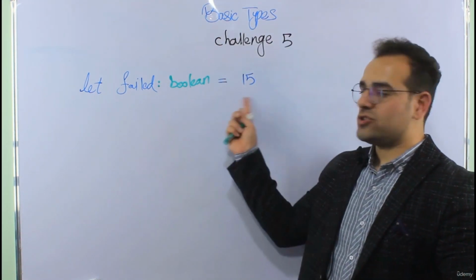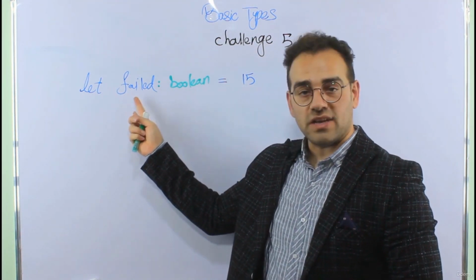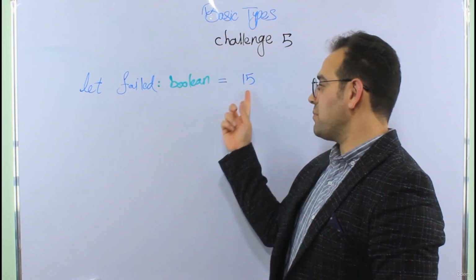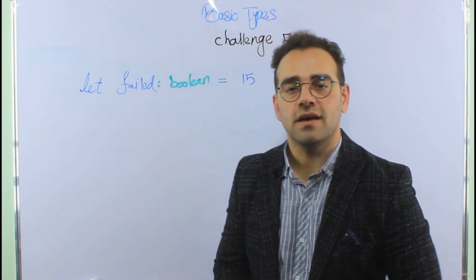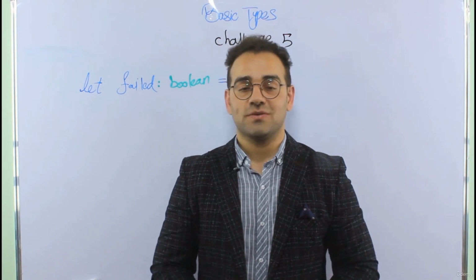So as soon as you do that, there is going to be a red squiggly line under this failed that is going to tell you that type number is not assignable to type Boolean. And that is how you simulate a type error. That's it for this video. See you in the next one.